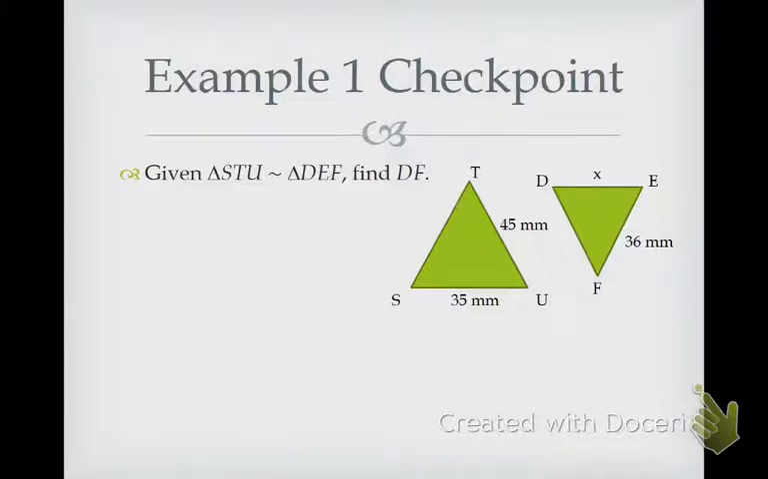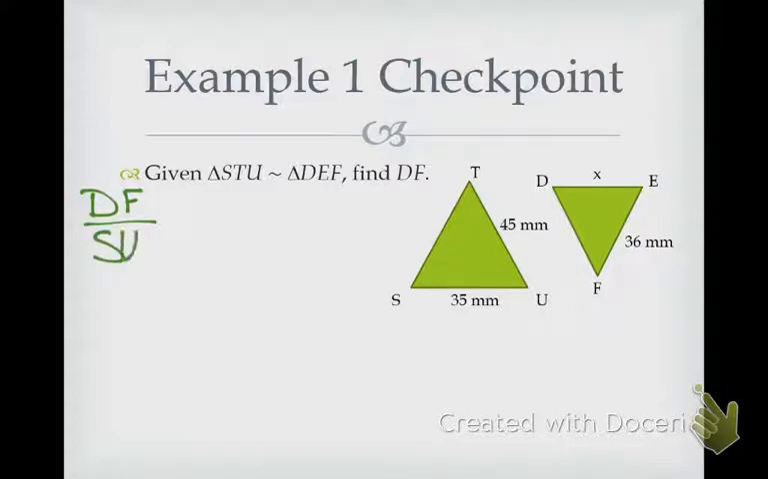It says, given triangle STU is similar to triangle DEF, find side DF. So I want you to try to set up your proportion. That's the hardest part. But again, we start off with the side we're solving for, match it up with its corresponding side, and then remember to go in the same order of the sides on the other figure. Okay, so that part is important also. Okay, so I'm solving for side DF, so that goes on top. And then what's the corresponding side?